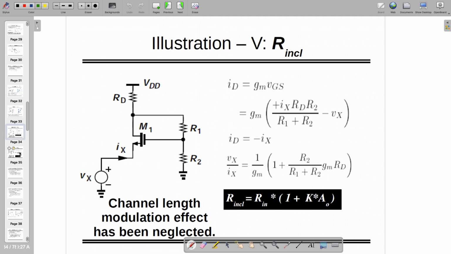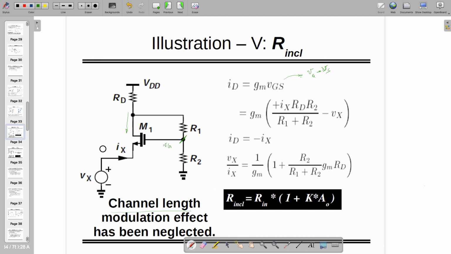So if feedback is given to us and channel length modulation has not been considered, then I know that the current flowing through this one, which is ID, is equal to GM times VGS, where VGS is nothing but VG minus VS, where VG is nothing but R2 divided by R1 plus R2 times the voltage over here, right? So this VG depends on that potential, which is nothing but Ix times RD, because that's the current when we are interested in finding the input impedance.